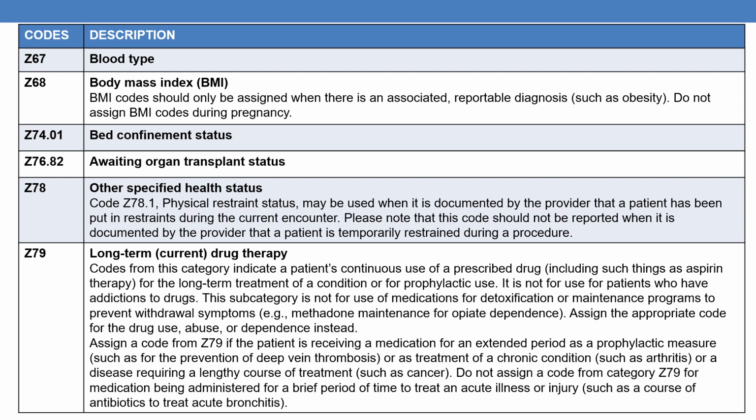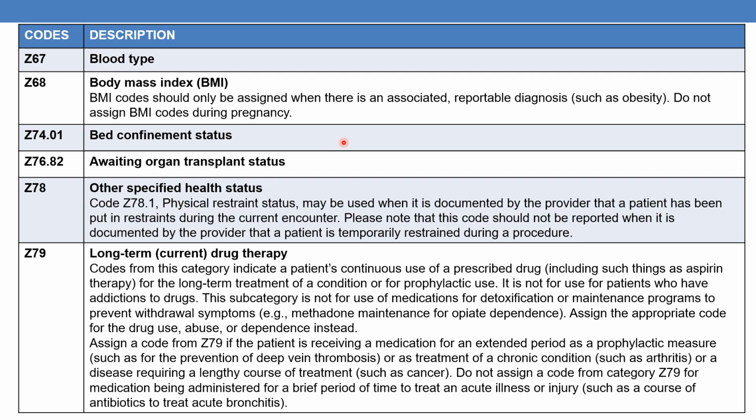The first one is Z67, that is blood type. The next is Z68, which is body mass index or BMI. The BMI code should only be assigned when there is an associated reportable diagnosis, such as obesity. And one important point is do not assign BMI codes during pregnancy.